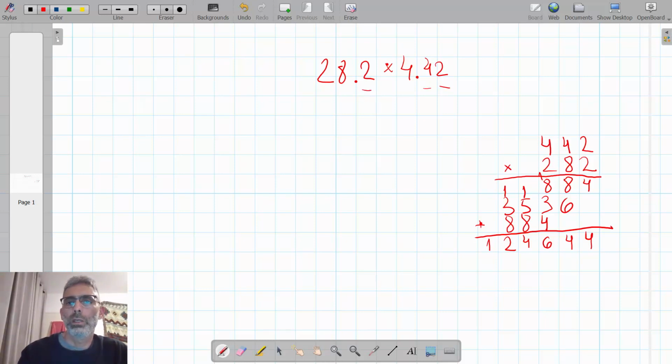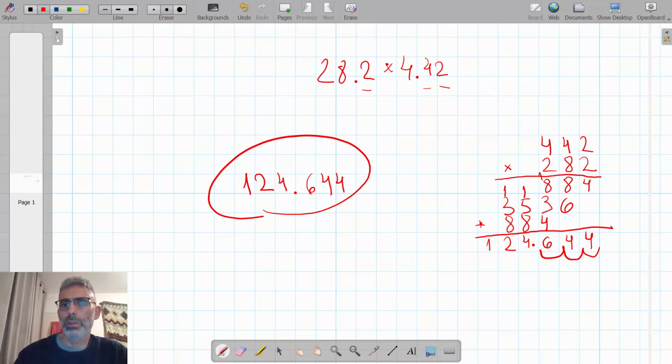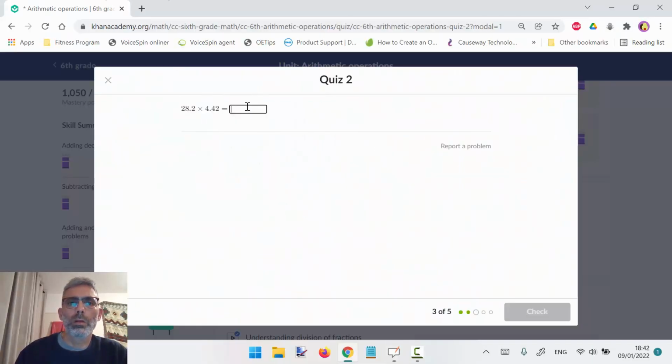We have 3 digits to the right of the decimal point. So 1, 2, 3. So the answer is 124.644. Let's see if it's reasonable.